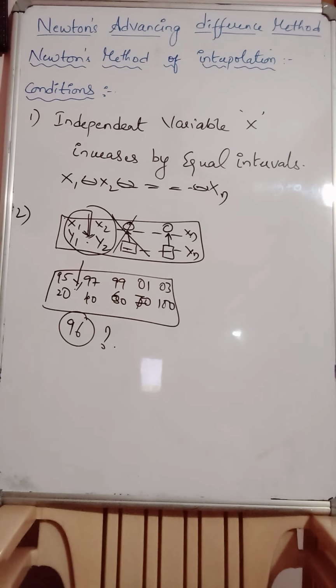Are you clear, guys? So these are the two conditions which are to be applied to estimate the missing value using Newton's advancing difference method. First and foremost, these conditions are to be followed clearly, right? Now let us see the procedure, how it will be. What is the formula of Newton's method of interpolation? Let us see the formula now.